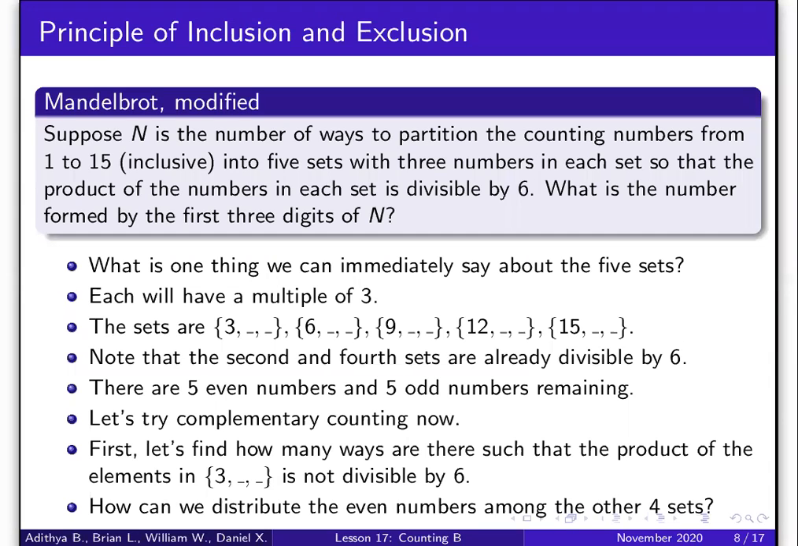Yeah, I think there was a question about whether it's easier to distribute the odds first or not. I think that it's exactly the same actually, so it shouldn't change anything here.